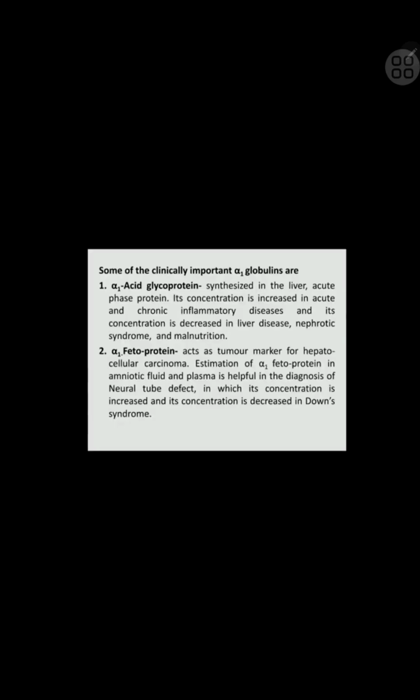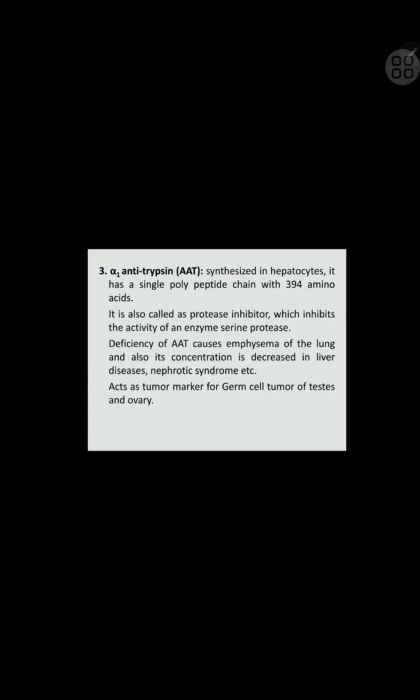Some of the clinically important alpha 1 globulins are alpha 1 acid glycoprotein. It is synthesized in the liver. It is an acute phase protein. Its concentration is decreased in liver disease, nephrotic syndrome, and malnutrition. Alpha 1 fetoprotein acts as a tumor marker for hepatocellular carcinoma. Estimation of alpha 1 fetoprotein in amniotic fluid and plasma is helpful in the diagnosis of neural tube defect, in which its concentration is increased. Alpha 1 fetoprotein concentration is decreased in Down syndrome.